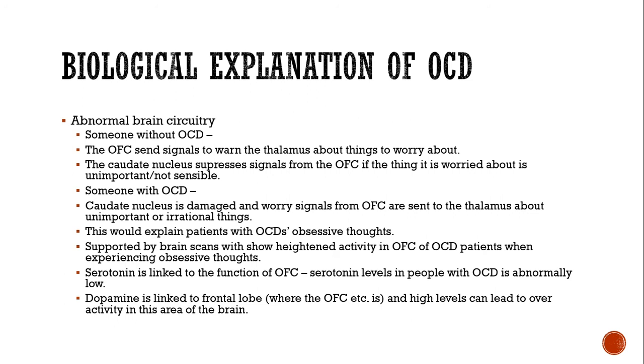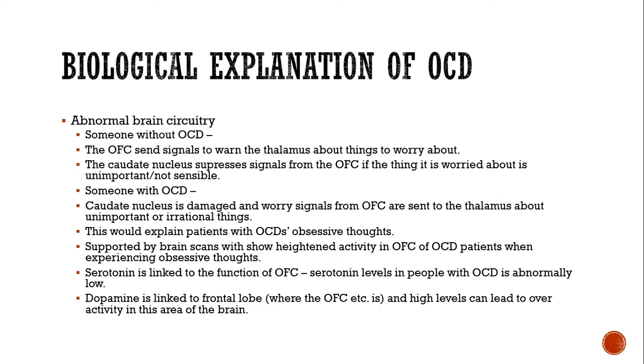So in someone without OCD, the OFC sends signals to the thalamus to warn them about things to worry about. However, the caudate nucleus goes, nope, that's not something that needs to be worried about. So it suppresses the signal from the OFC for things that are inappropriate and unnecessary to be worried about. In someone with OCD, that nucleus is damaged, so worry signals from the OFC are sent to the thalamus about everything, so that you worry about a variety of different things.